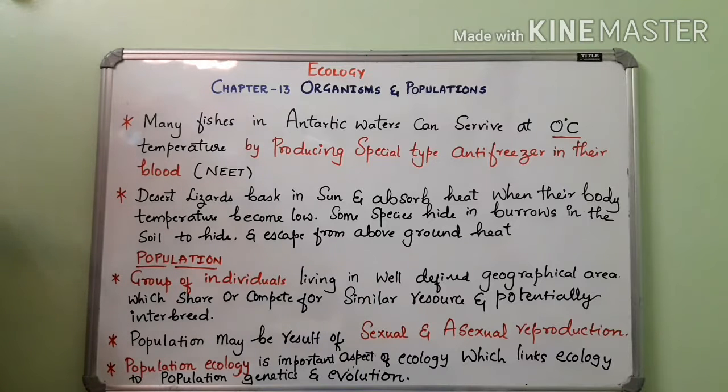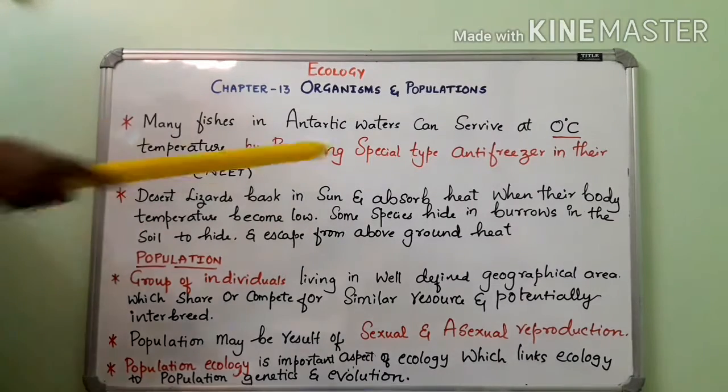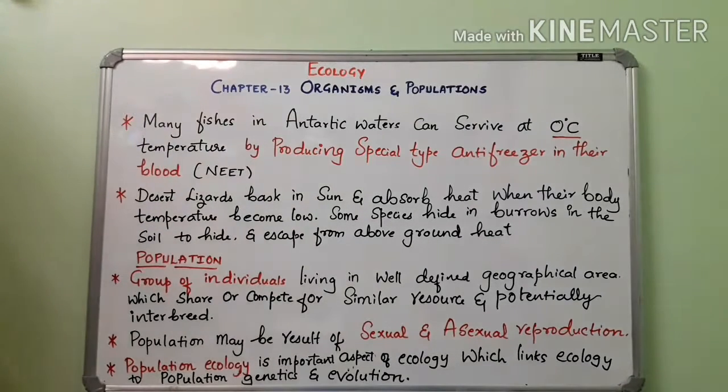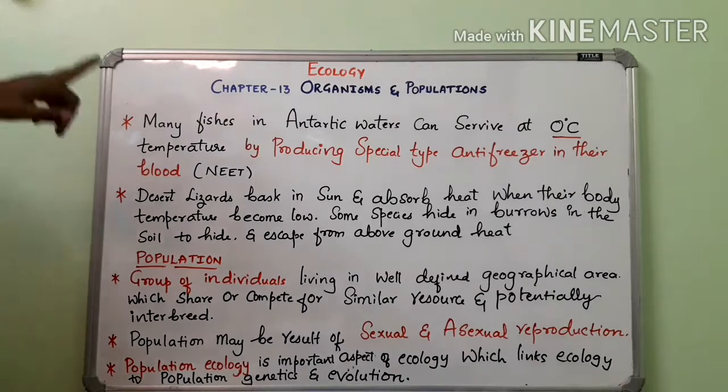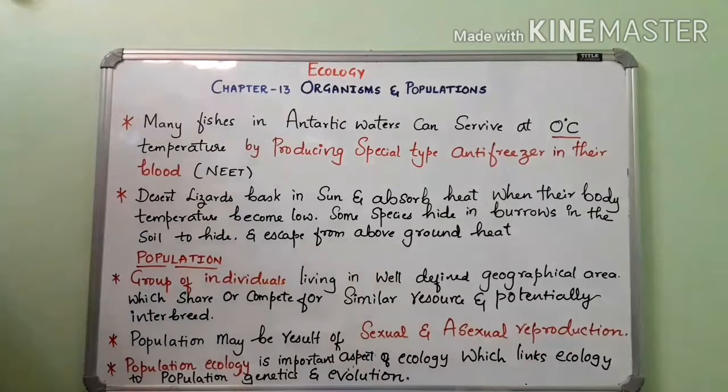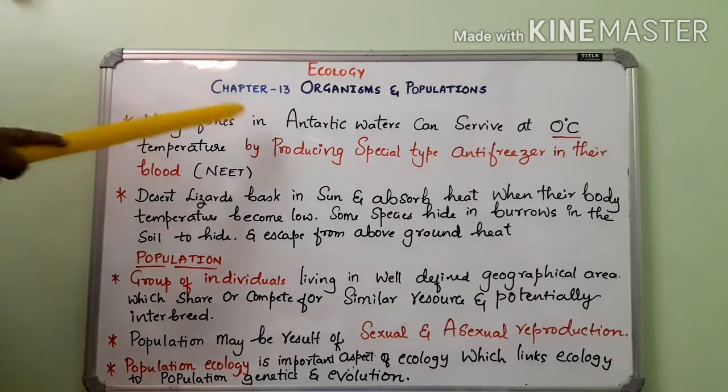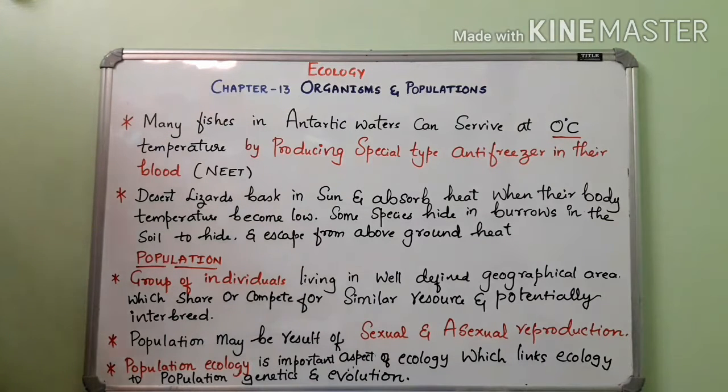They adapt themselves by producing a special type of antifreezers in their blood. This is important, students, because in the NCERT textbook they have given that many fishes in Antarctic water can survive at 0 degrees Celsius temperature, but they didn't give the answer to this question. By producing a special type of antifreezers in their blood, they survive at 0 degrees Celsius.